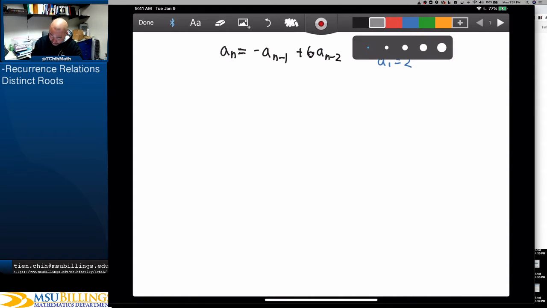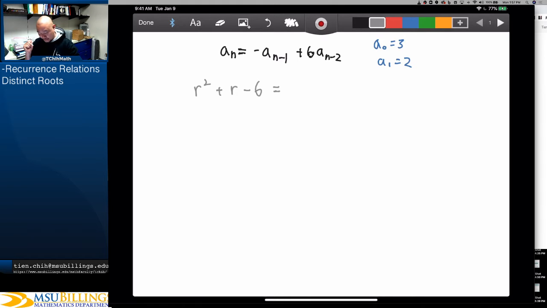So we take r squared and then we add r, coefficient of 1, minus 6. And what we see here is that this yields r plus 3, r minus 2 as potential solutions to this recurrence relation.